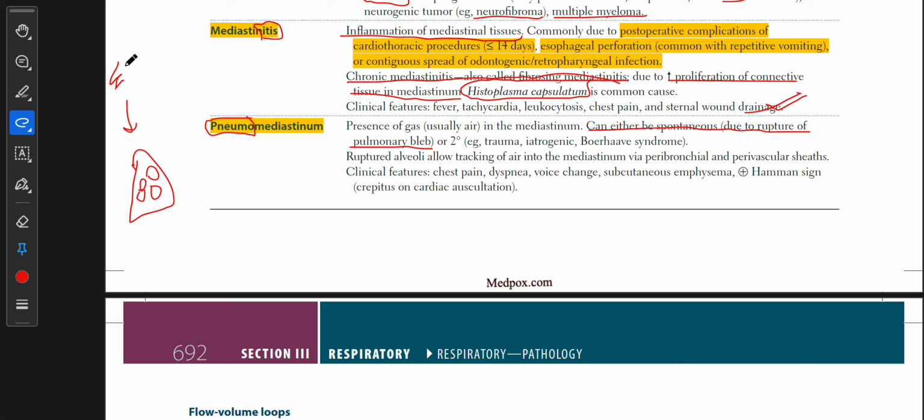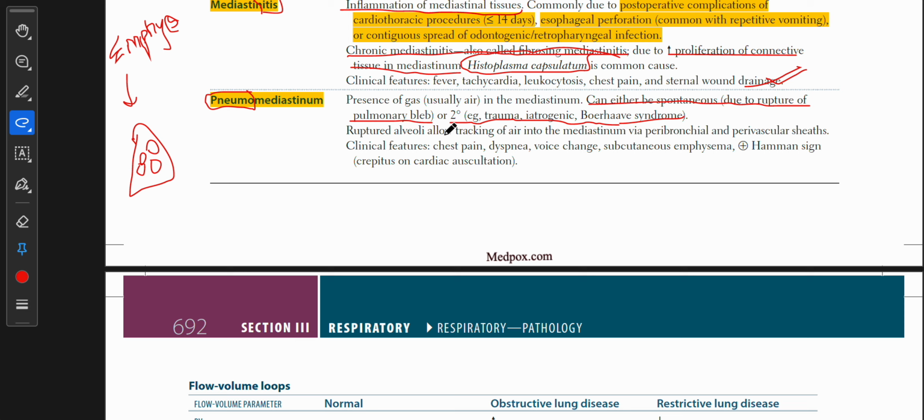So emphysematous lungs have subpleural blebs, an extremely large amount of them, and if they are complicated, these subpleural blebs rupture, causing pneumothorax also. And if they rupture, it can cause pneumomediastinum too. And if it has a secondary cause or etiology, that can be traumatic, iatrogenic, or Boerhaave syndrome. Boerhaave syndrome is repetitive vomiting. It can cause an esophageal tear, and then the air can rush into the mediastinum. And ruptured alveoli allow tracking of air into the mediastinum via peribronchial and perivascular sheaths, that you can remember.